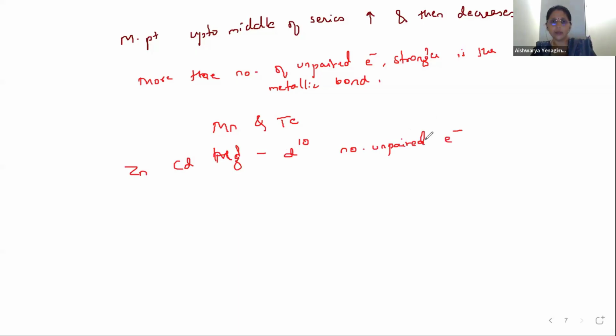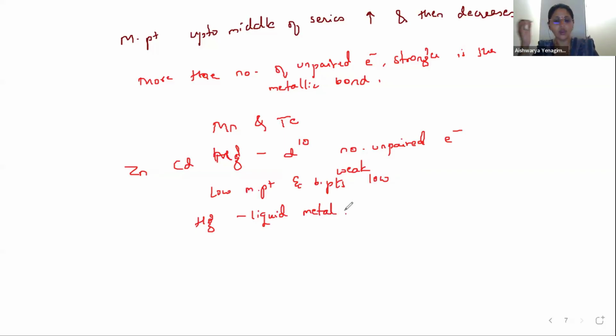Since there are no unpaired electrons, the interatomic metallic bonding becomes weak. So they have low melting and boiling points. See, atypical elements, you can see the difference in behavior. In fact, that is the reason why mercury is a liquid metal. Mercury is the only metal which is liquid at room temperature. Yes or no?